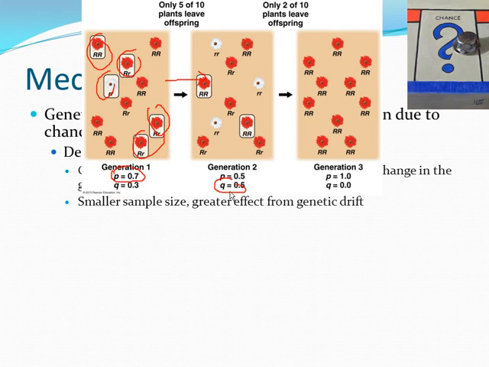If we end up decreasing the sample size even more, just choosing these ones here, we'll notice how the frequency of the recessive allele has disappeared. So this is just showing you genetic drift happening, where the smaller the sample size, the more genetic drift there is. There's more change within the gene pool itself.